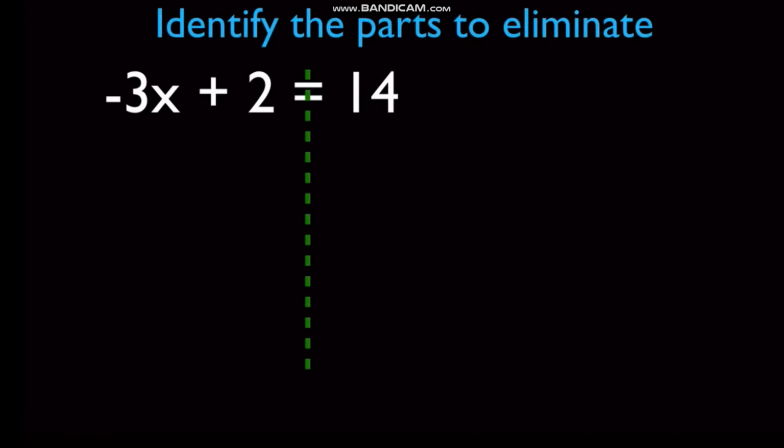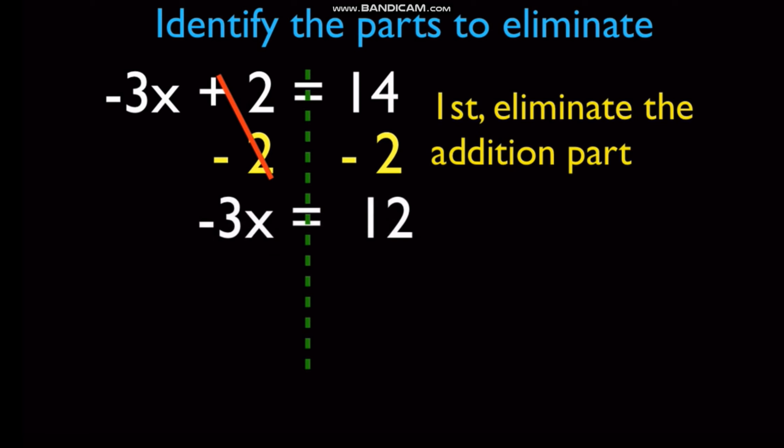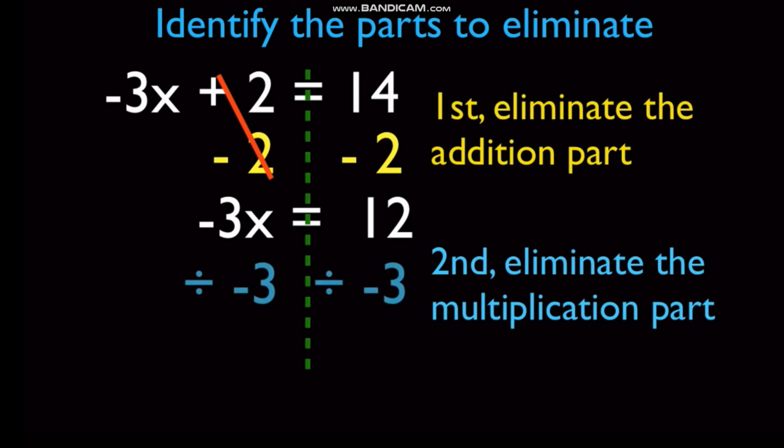So the first thing I need to do is eliminate that addition part, because we're going the opposite operations. So here I've got my positive 2 and my negative 2, which are going to cancel each other out and make 0. That leaves me with negative 3x on the left side, and 14 minus 2 equals 12. Now we perform the opposite operation of multiplication, which is dividing by negative 3. On the left side, the negative 3 and negative 3 divide out to make a 1. And on the right side, 12 divided by negative 3 equals negative 4.